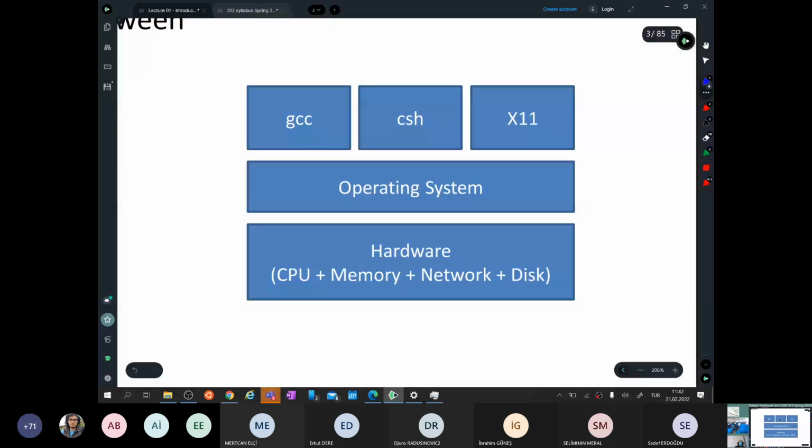Again, the operating system is a piece of software. It's not hardware. It acts like an isolation mechanism or abstraction mechanism between our programs and the hardware itself. Sometimes people understand this picture in a wrong way, maybe rightly so, but they think that everything GCC or C shell does goes through the operating system to the hardware, but it is not exactly right actually.